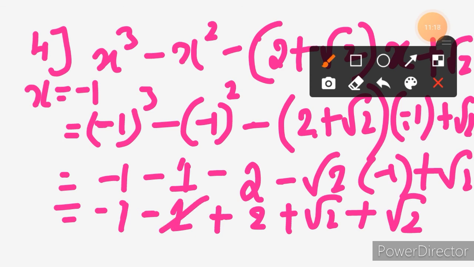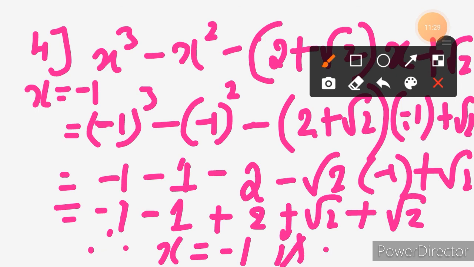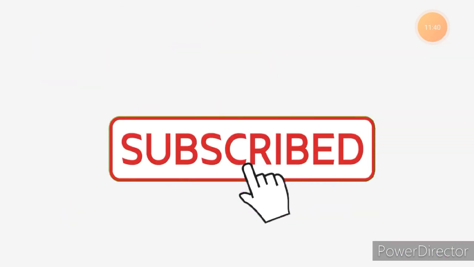If you see, we are not getting 0 here. Therefore, for the given x is equal to minus 1, x plus 1 is not a factor. Not a factor. It is not a factor. So that's it. I hope you understood the first main.